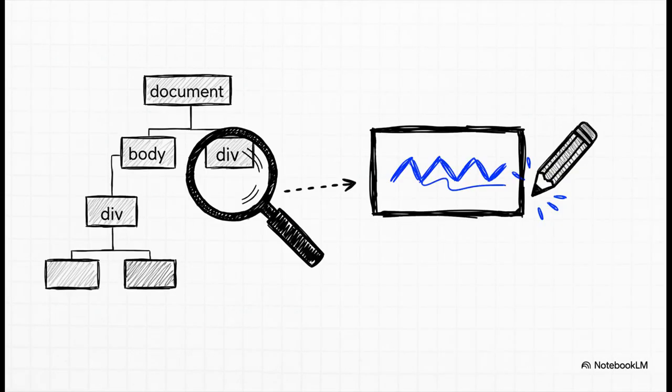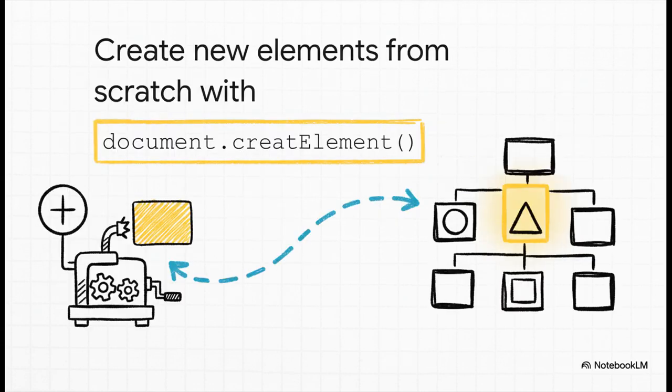First, you gotta find the element you want to mess with. We can use methods like document.getElementById to grab a specific node right out of the DOM tree. And once we have it, we can modify its properties, like changing its text content to "Hello, developer." But what if the element doesn't even exist yet? No problem. We can also create elements completely from scratch using document.createElement. Then we can use a method like appendChild to just inject that new element right into the DOM, making it appear on the page instantly.